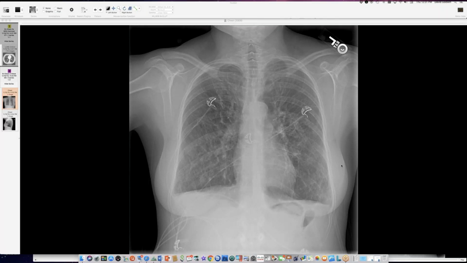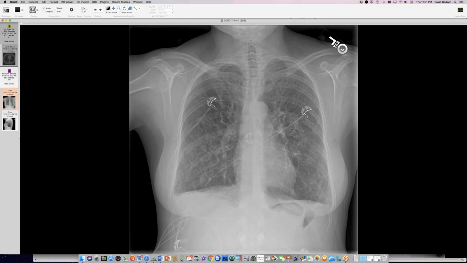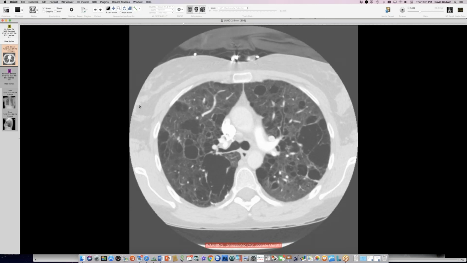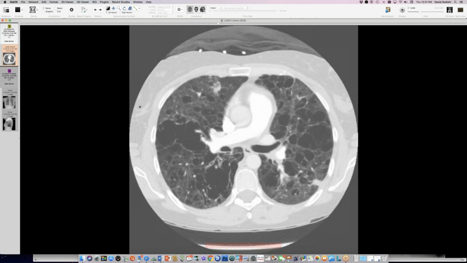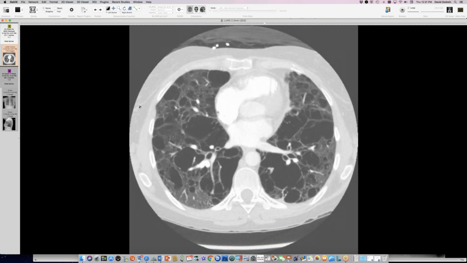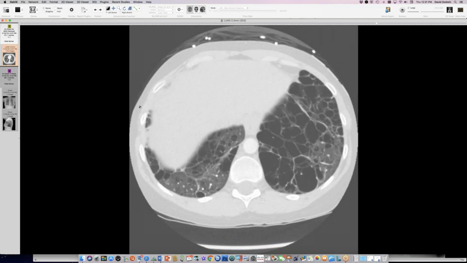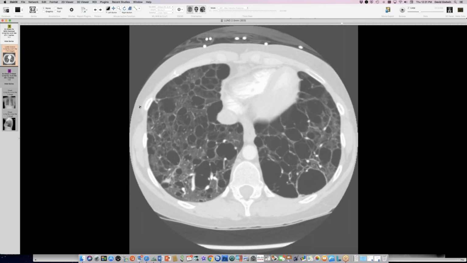So can people see a radiograph here of a woman with messed up looking lungs? It looks as if there's scarring and emphysema, particularly up here. So you won't be surprised to see all of these big spaces in the lung here. So, bad case of emphysema.